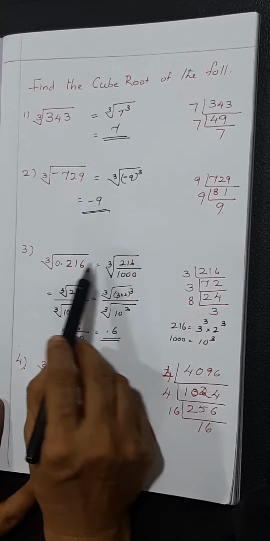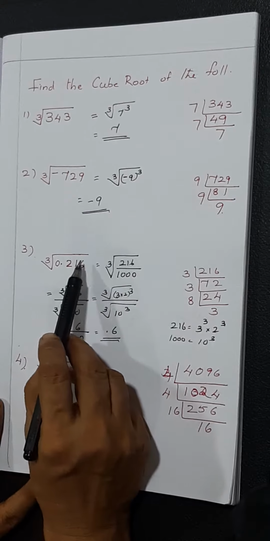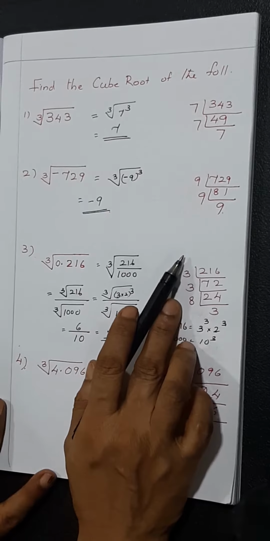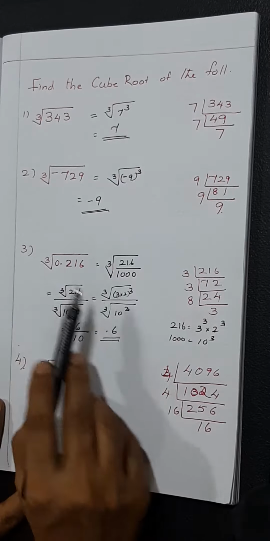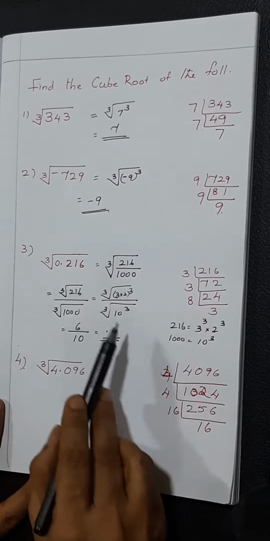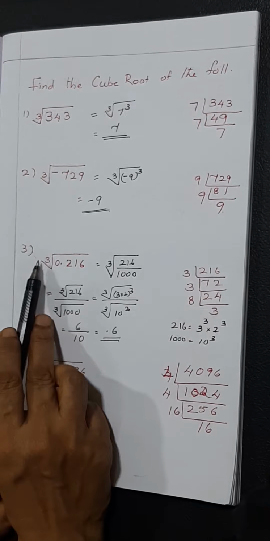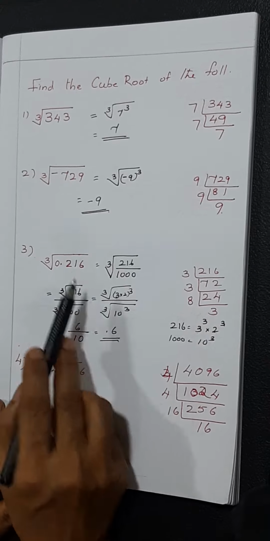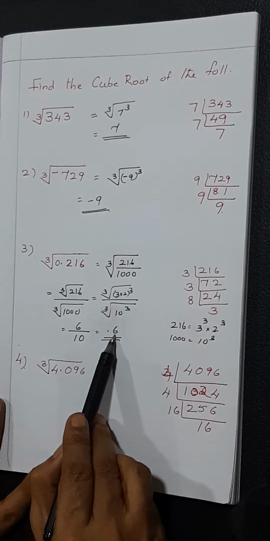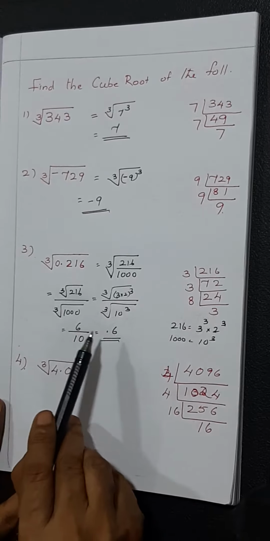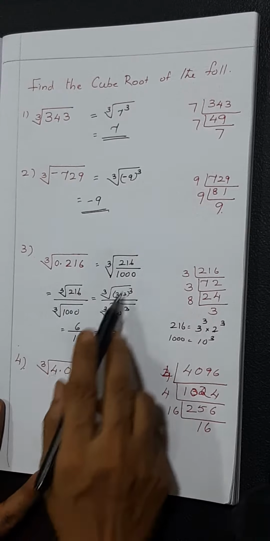Another easy method: for 216, you can find the cube root separately, and you will get 6. Since you have 3 decimal places, the cube root will have 1 decimal place. If it is 3 decimal places here, for the cube root you will have 1 decimal place. Or you can do this.